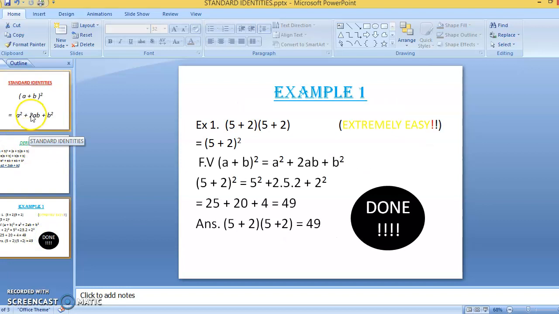So now we can easily use that identity that we have, that is (a + b)² = a² + 2ab + b². Then we have to simply input the values of a and b, and our work is done. (5 + 2)² is equal to 5² + 2 × 5 × 2 + 2². That is equal to 25 + 20 + 4, which is equal to 49. So just like that, so easily we have got the answer and just done.